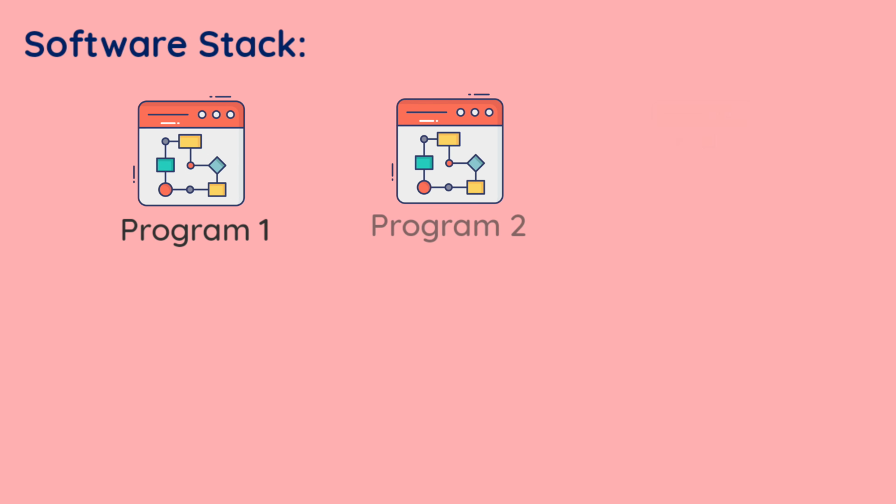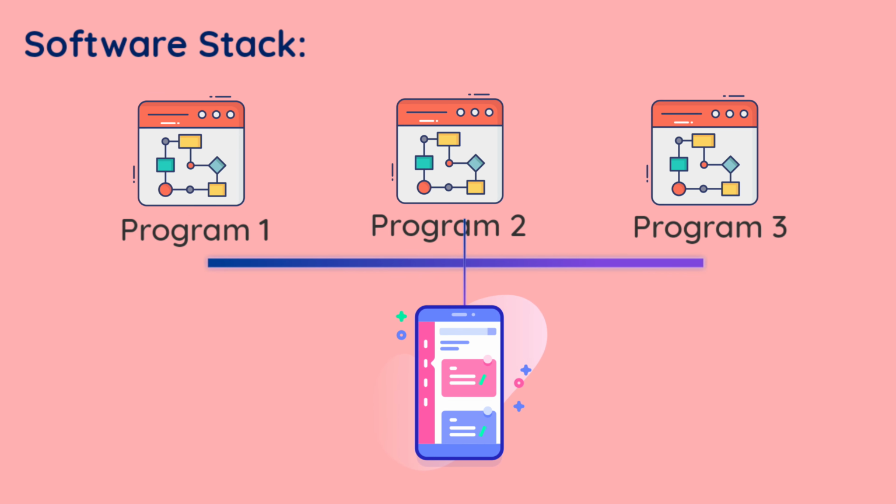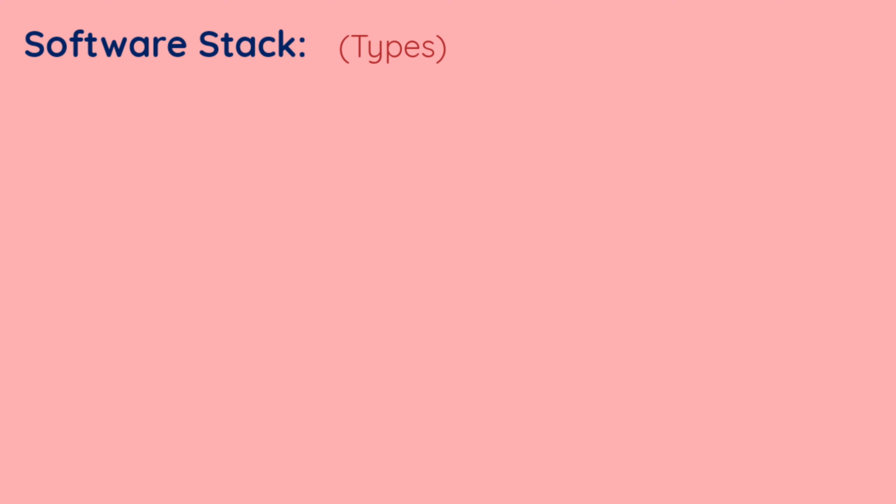Okay, so do you know about software stack? Let us learn that. Software stack is a collection of programs which are used together to produce a specific result. It includes an operating system and its application. Let us understand this by example. There are three types of stack available: LAMP stack, MERN stack, and MEAN stack.